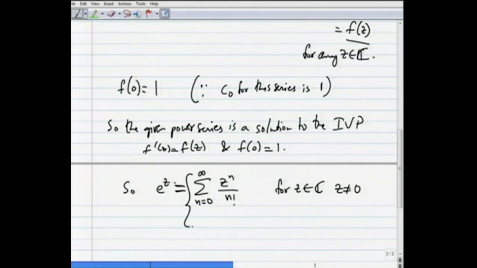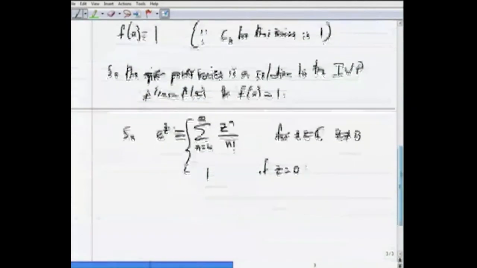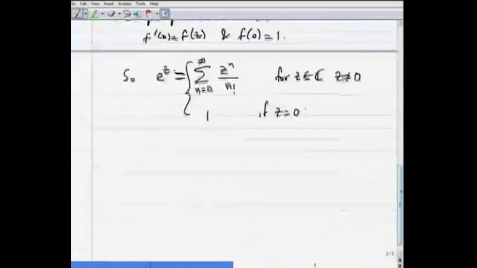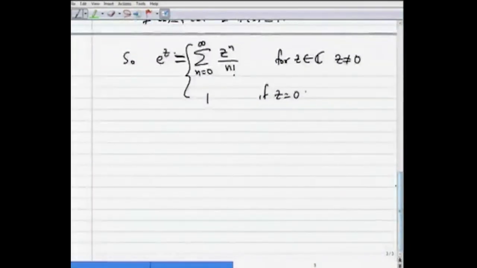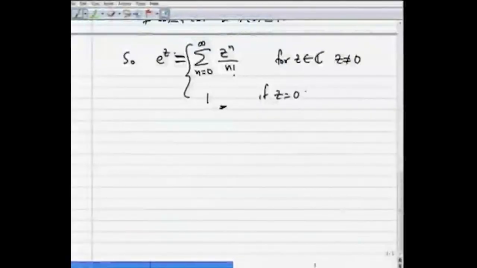I will split this: it is equal to 1 if z is equal to 0. So that is the power series expansion of e power z, and it is valid all throughout the complex plane. All right. So we see that e power z has a power series expansion for any complex number, modulo this small change at z equals 0.